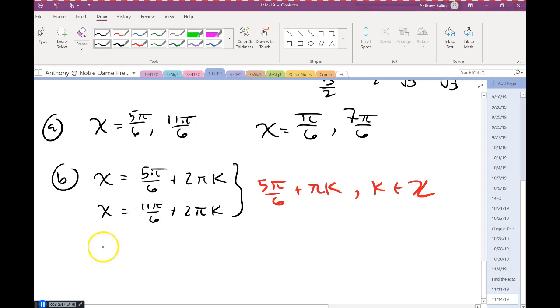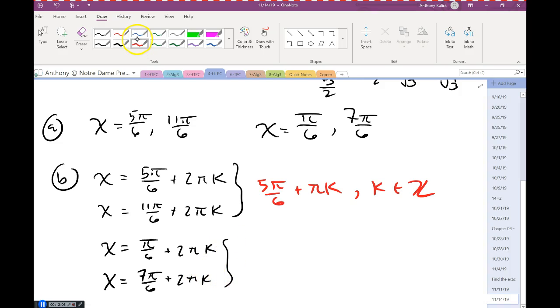Similarly, we can do the same thing with the other two answers, which again are also pi units apart. So I can do the same thing and combine those into one solution as well. Does everybody kind of see what I did there and how I got to one solution and just went from 2 pi down to 1 pi?